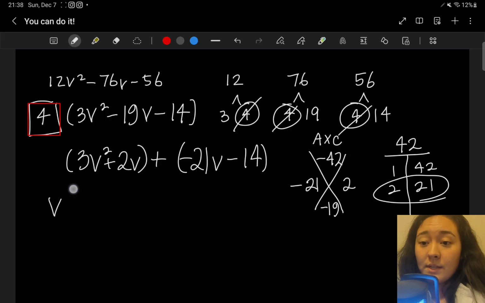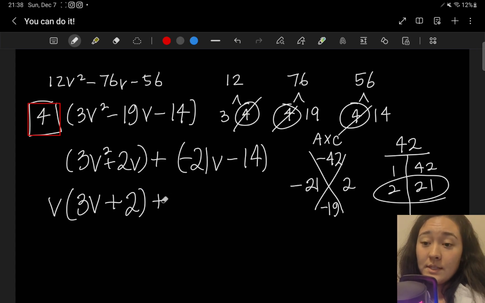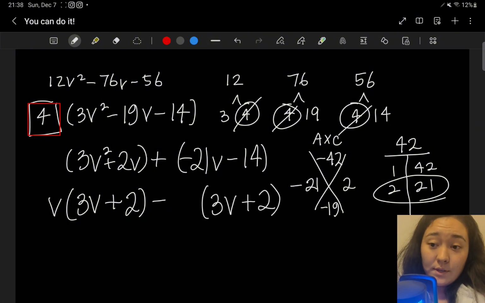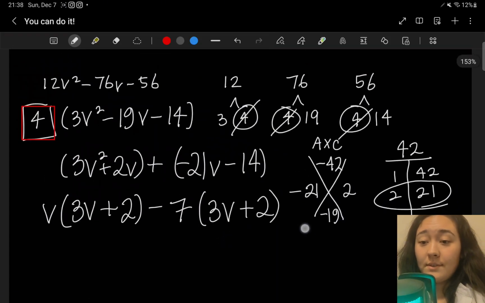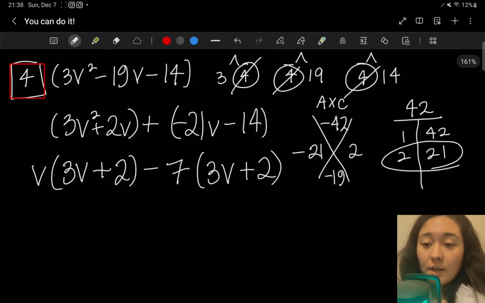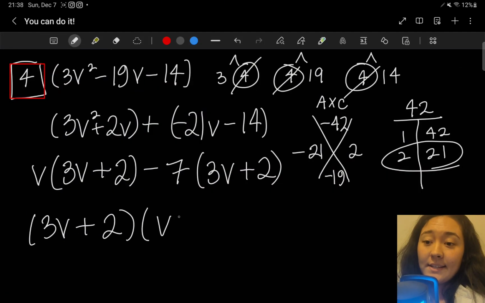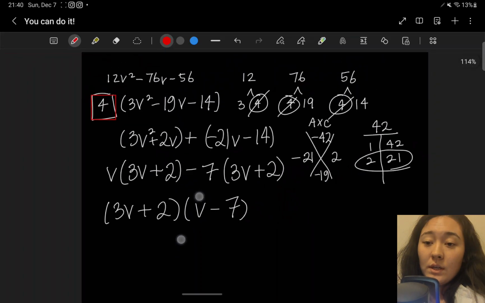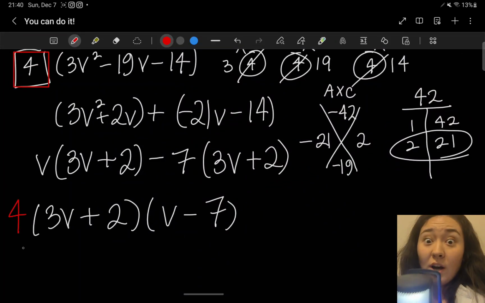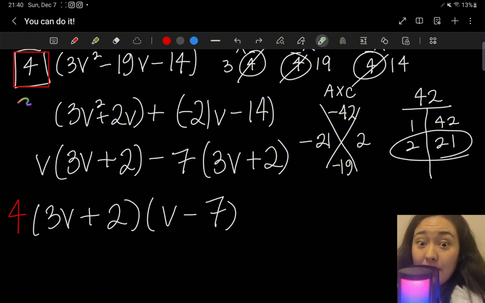As you can see here, we can take out a v from the first one, and then in the second parentheses we take out a negative, and we match the second parentheses with the first one, and what we can take out is 7, negative 7. And then last step, second to last step, we form our parentheses, and we do not forget the 4 that we put in the box at the beginning.